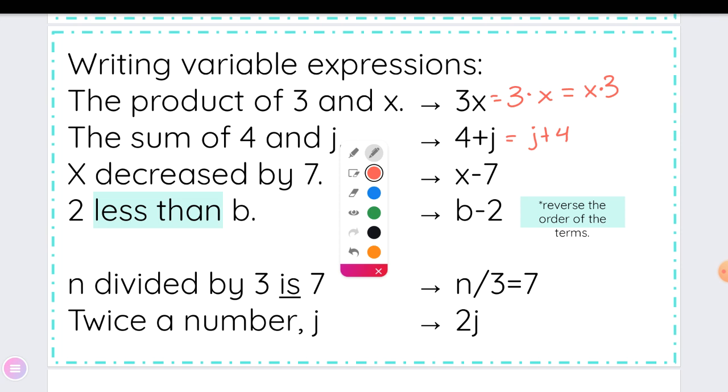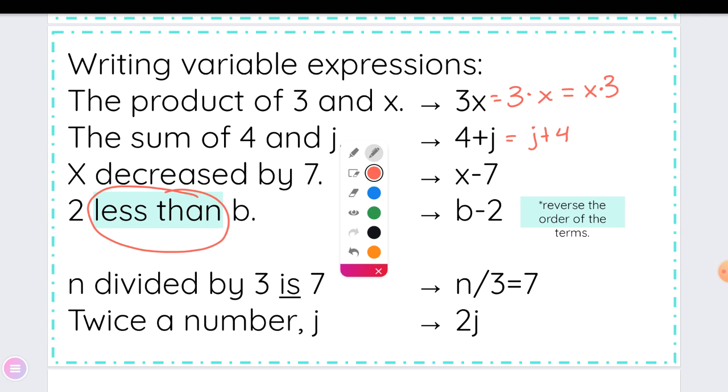Jack? What does it mean when it says reverse the order? It's because these are the words that people typically would do 2 minus b. Because they see less than, so they go in order, 2 minus b. But if you see less than, that means you have to reverse the order. Because it's saying 2 less than a number we don't know.